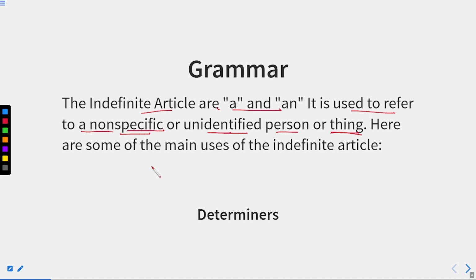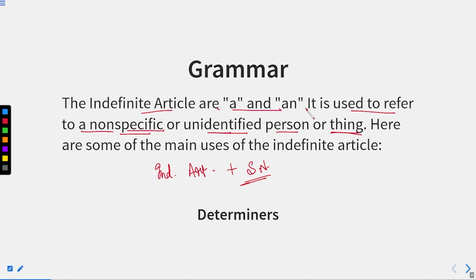Now, one more thing. The indefinite article, that is "a" or "an", can be placed before a singular noun only. It cannot be placed before plural nouns, as we did with the definite article, "the". Because "the" can be placed before countable as well as uncountable nouns, singular and plural, we can use "the" before them. But "a" and "an" can be placed only before singular nouns.